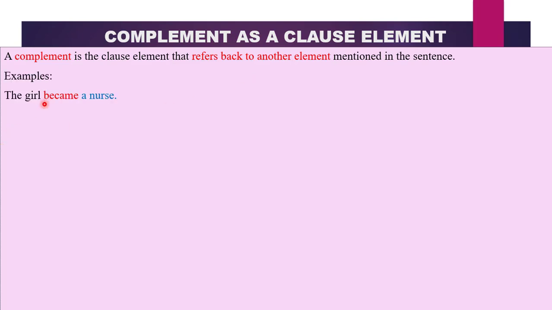For example, the girl became a nurse. We have the girl as subject, became a verb. Is this an action word? Is it a transitive verb? No. So this cannot be an object. A nurse refers back to the girl we are talking about. Who is a nurse in this sentence? It is the girl. The girl is who in this sentence? A nurse. Therefore, a nurse refers back to the girl.